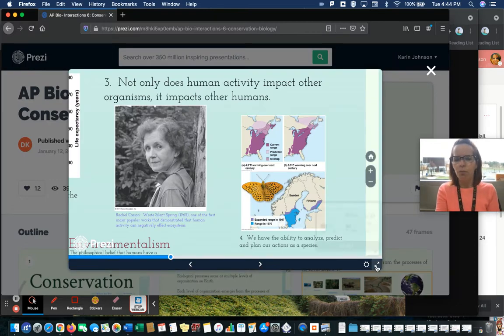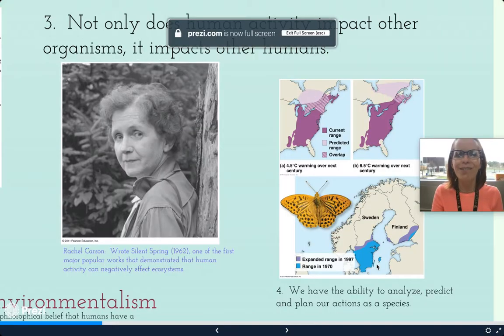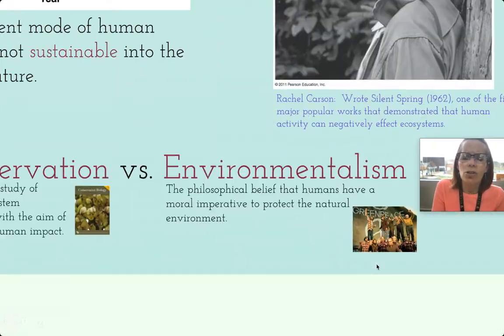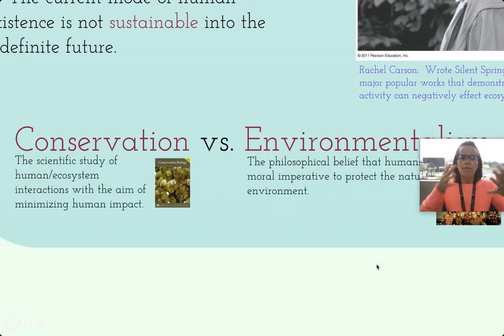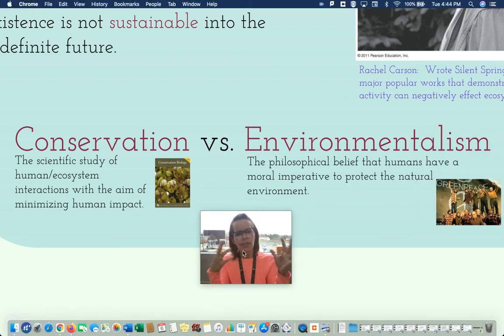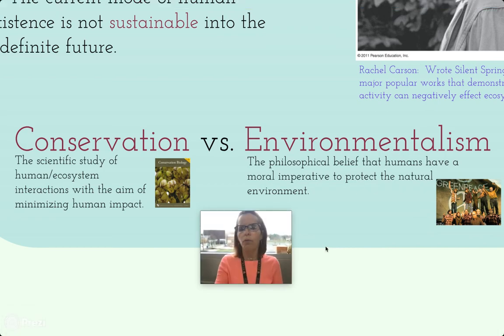Okay, so moving on, I told you I get into this topic. It's exciting, it's depressing, it's so incredibly important. Okay, so the difference between the two terms, conservation and environmentalism. Conservation is the scientific study of the human ecosystem interactions with the aim of minimizing human impact. Environmentalism is activism. It's the idea of standing up to protect the environment. So Greenpeace, for example, those are environmentalists, the people who do work with Greenpeace.